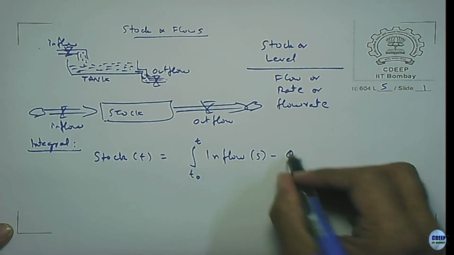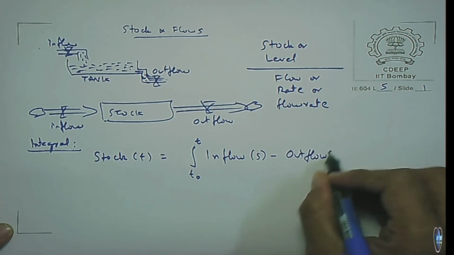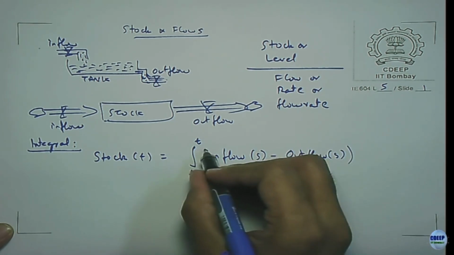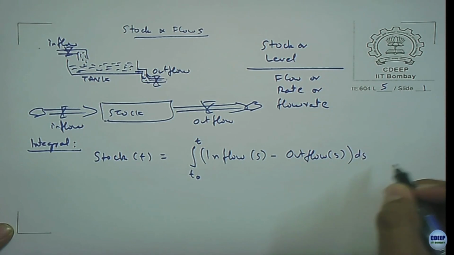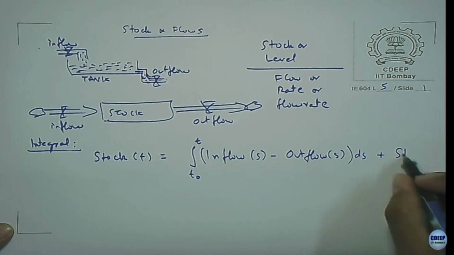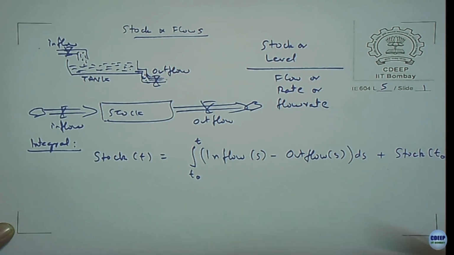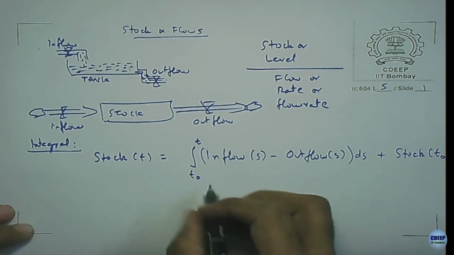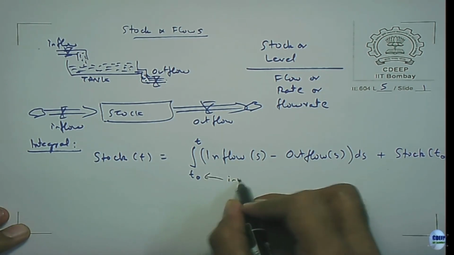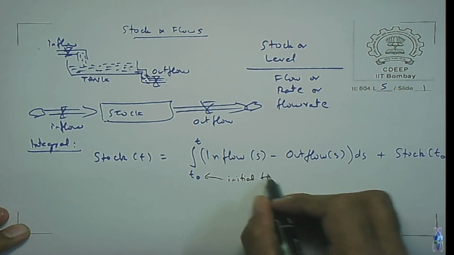Inflow at time s minus outflow at time s ds, plus the initial value of the stock. So, T0 is, let us say, the initial time.